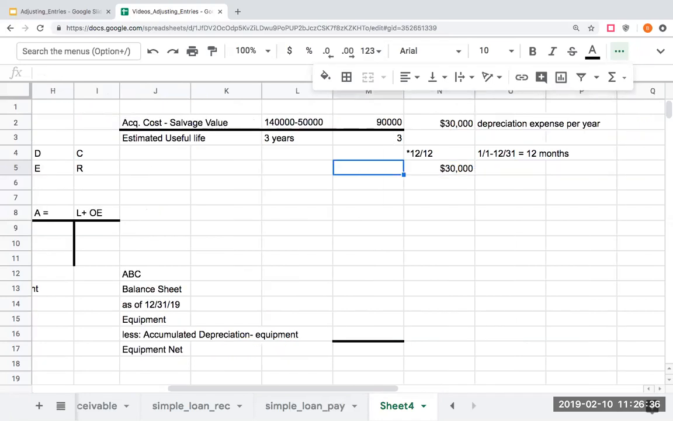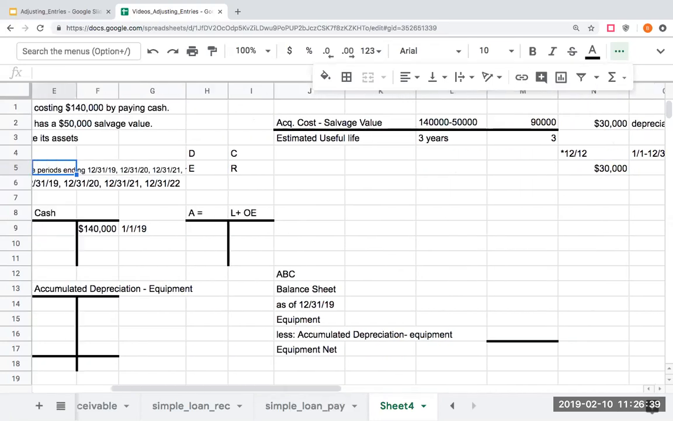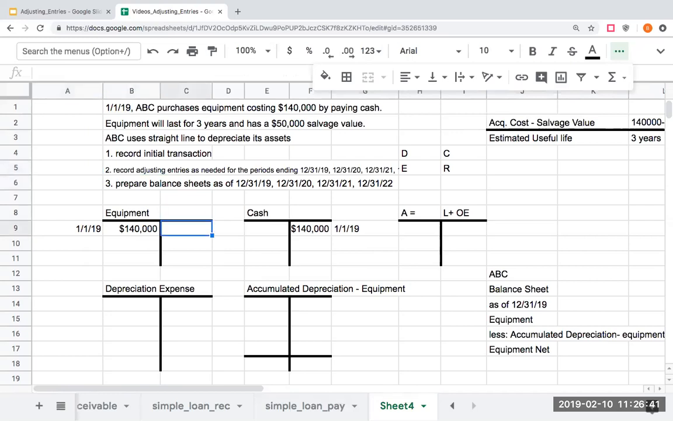Okay, so right over here, I've got 30 grand. So what I'm going to do here is to record the depreciation expense. I'm going to debit this because I record expenses with a debit. So I'm going to basically over here debit my depreciation expense for $30,000.